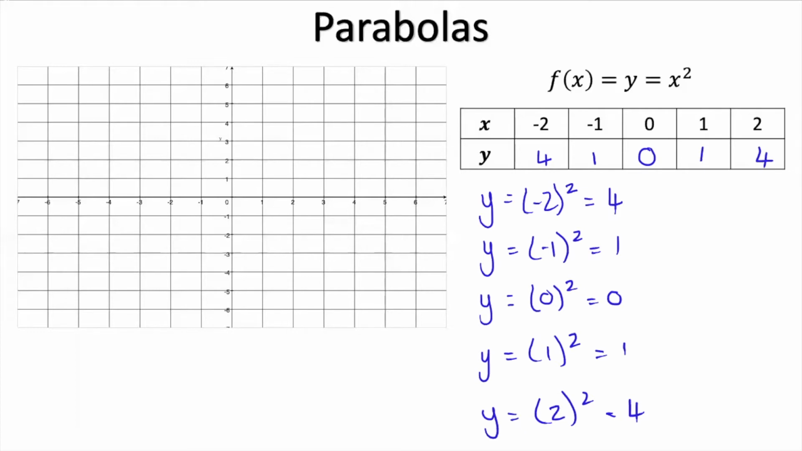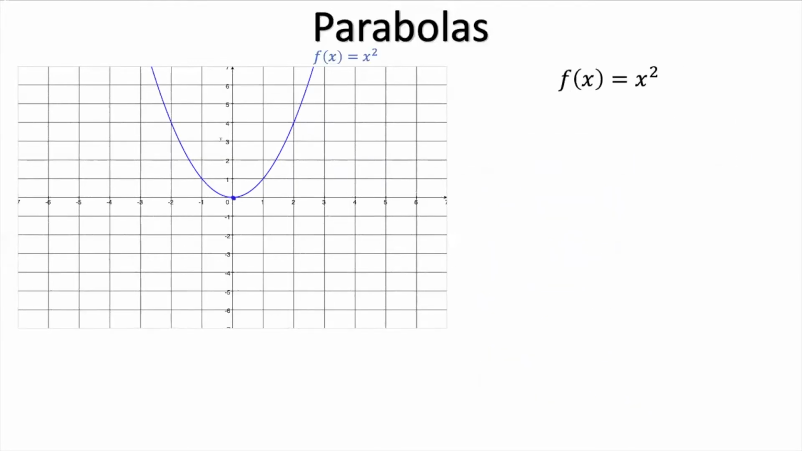So the next step is to plot these points. I'm going to start with the point -2, 4, and there it is. And then -1, 1, 0, 0, 1, 1, and 2, 4. All we need to do is connect the dots. Now, just be warned, you're not going to connect the dots using a ruler. You're going to create the general shape so that it looks something like this.